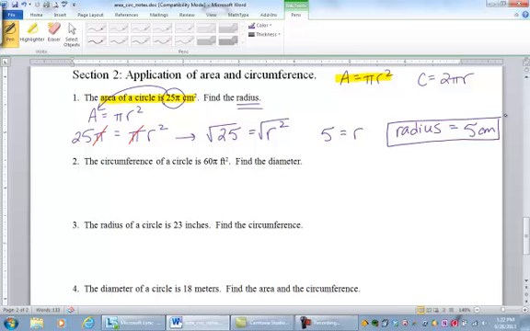Okay? And no, we don't need to have 5 pi, or we don't need to go to the calculator and multiply by 3.14, because remember the pi's canceled over here, so the pi's actually kind of went away. So your answer is just 5. We're just looking for the radius.